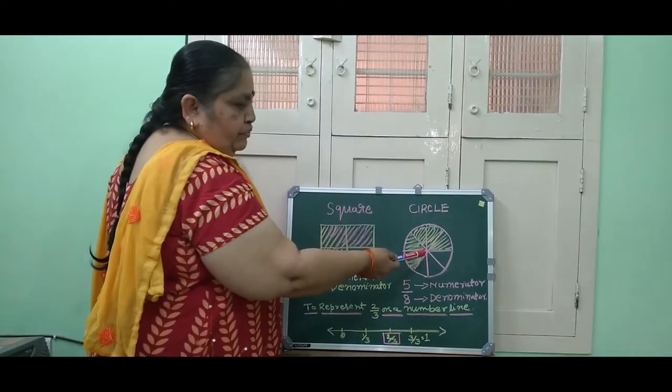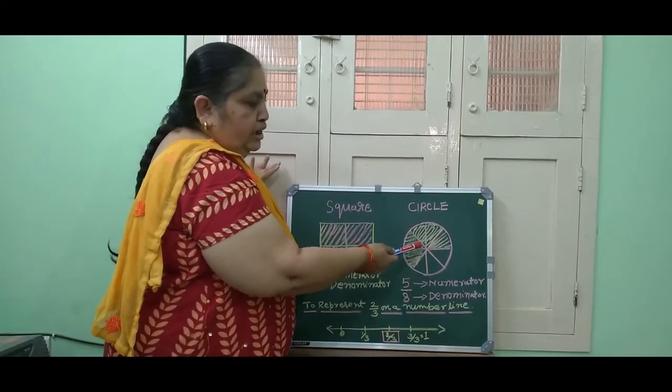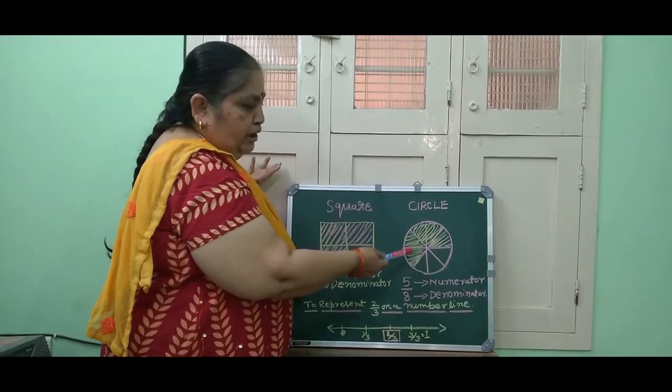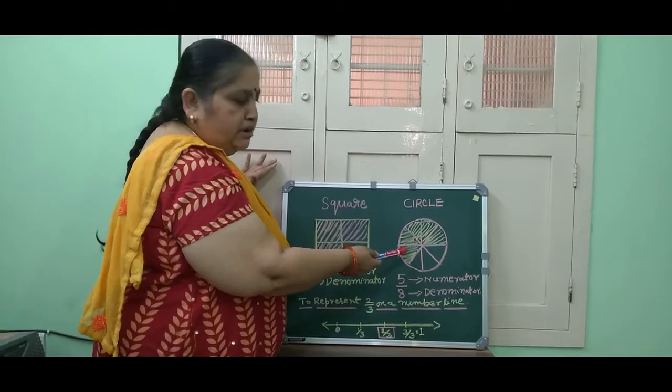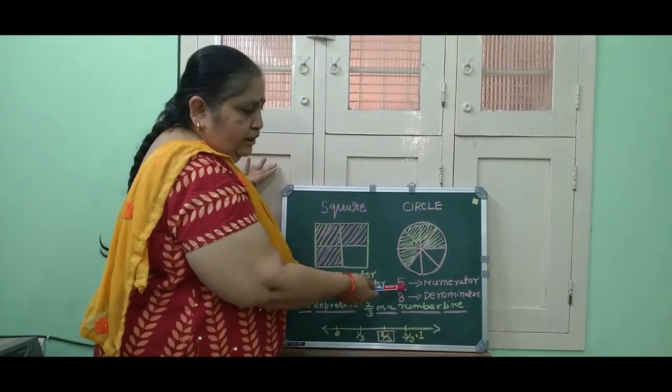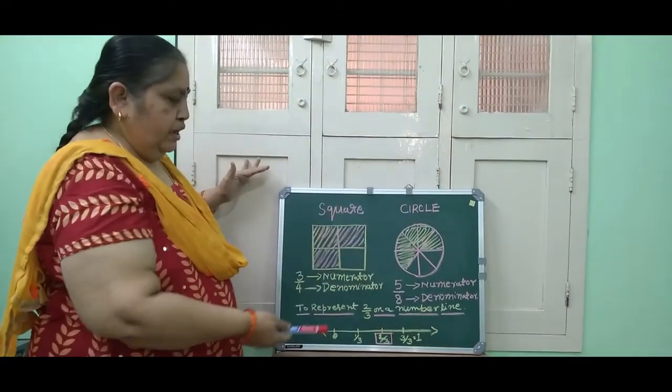And the circle, see the circle, I have divided this into 8 equal parts, and I have shaded 5 parts out of it. So the shaded part can be represented as 5 by 8. 5 is the numerator and 8 is the denominator.